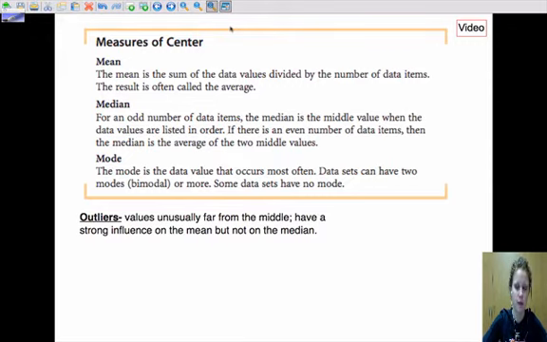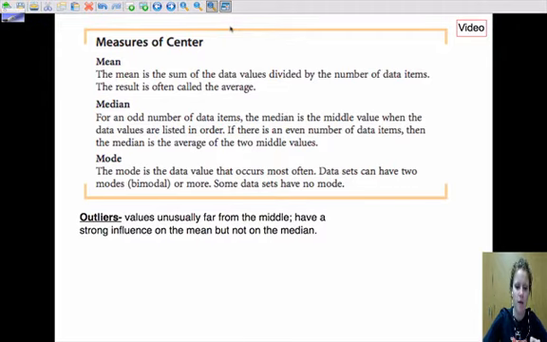You guys can pause the video and take notes. The mean is the sum of the data divided by the number of data items. It's often called the average. The median for an odd number of data set is that very middle number. So if you have like 13 data items, there'd be 6 on this side, 6 on that side. That middle number would be the median. And then the mode is the most often. You guys have heard that.